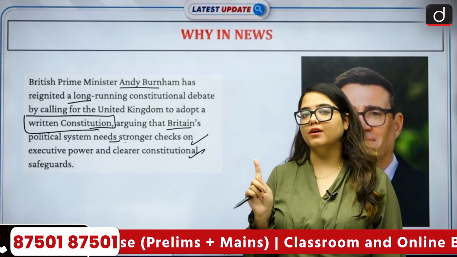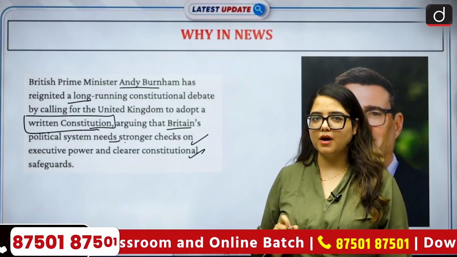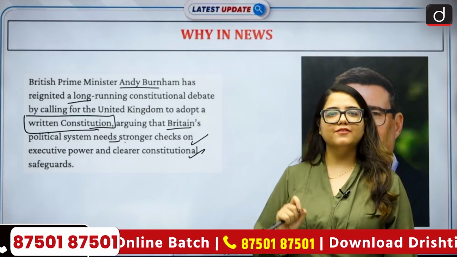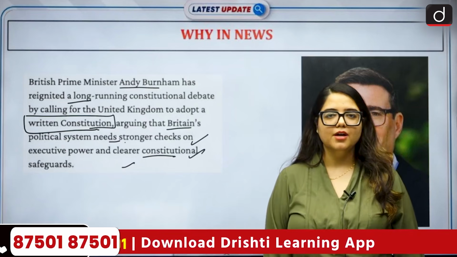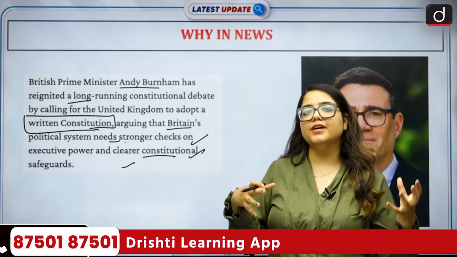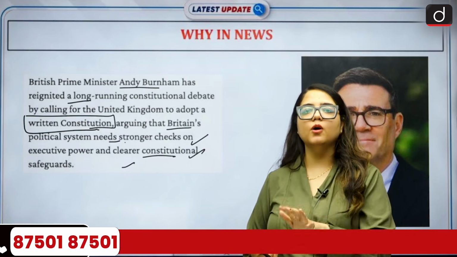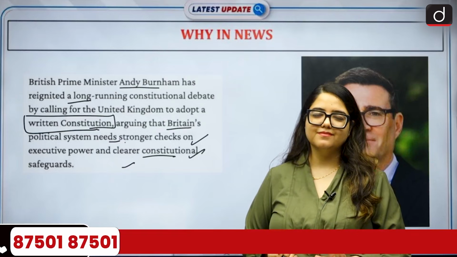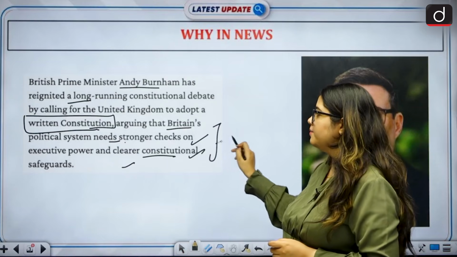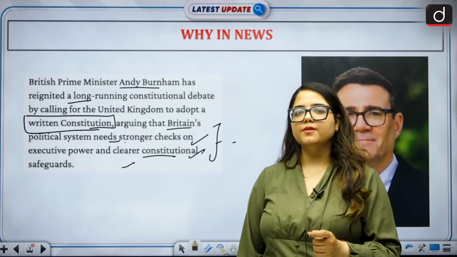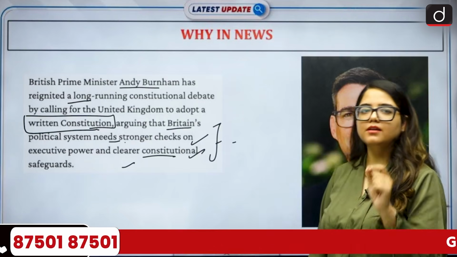Number one, stronger checks on executive power. That means the executive is going out of hand. That indirectly tells us the executive is somewhere misusing the power and the loopholes that are available in an unwritten constitution. The second thing is clearer constitutional safeguards. Because it is not written, every safeguard can be manipulated, can be remodeled as per the time, as per the need, without any strict, stringent procedure. So these are the reasons and the argument that he has given, asking UK to move towards a written constitution.